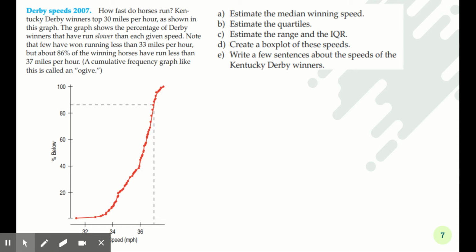A cumulative frequency graph like this is called an ogive. We need to estimate the median winning speed, estimate the quartiles, estimate the range and IQR, create a box plot of these speeds, and write a few sentences about the speeds of the Kentucky Derby winners. I want you to take a moment, pause this video, and try to do A through E on your own.